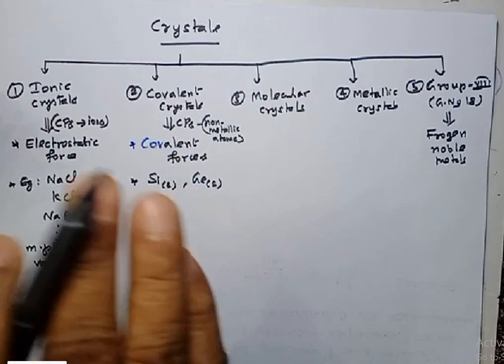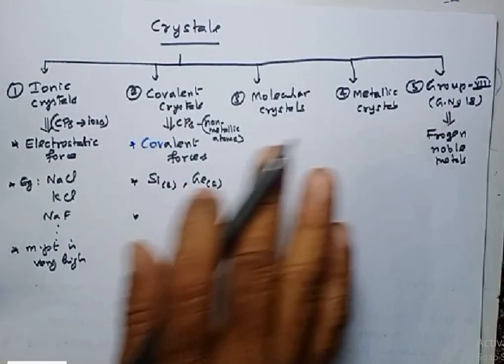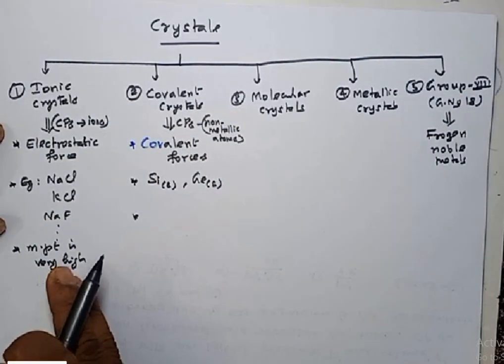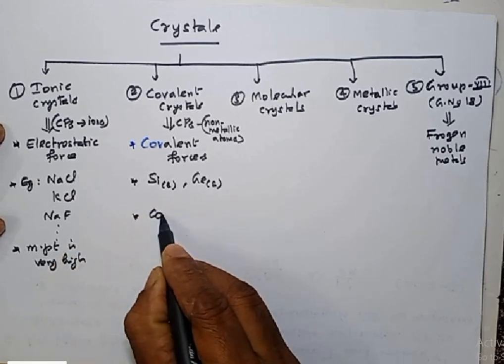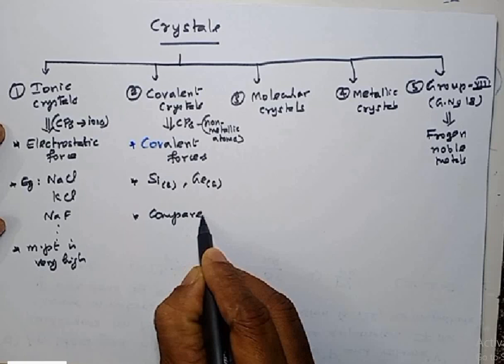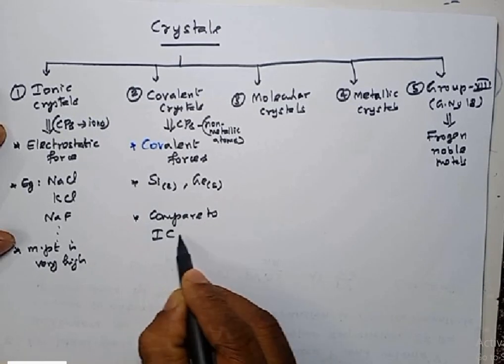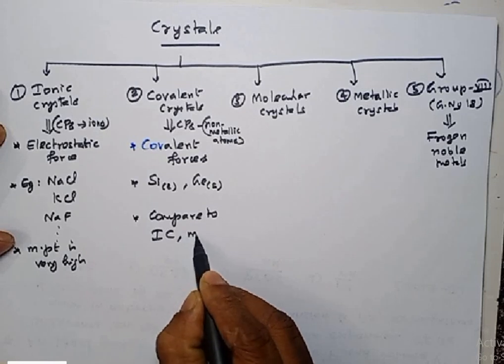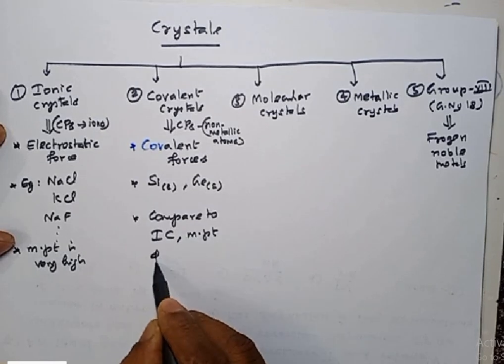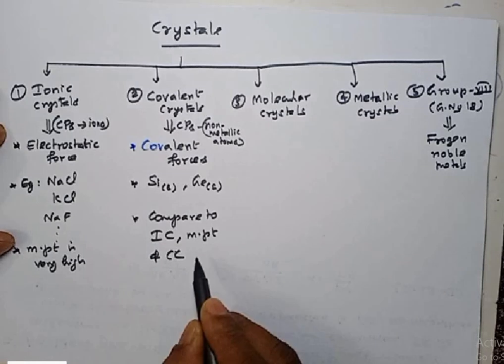They have a sharp melting point. All crystals have a sharp melting point, but compared to ionic crystals (IC), the melting point of covalent crystals (CC) is less.